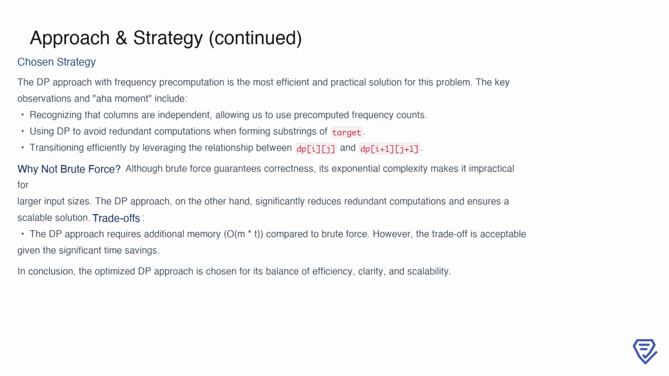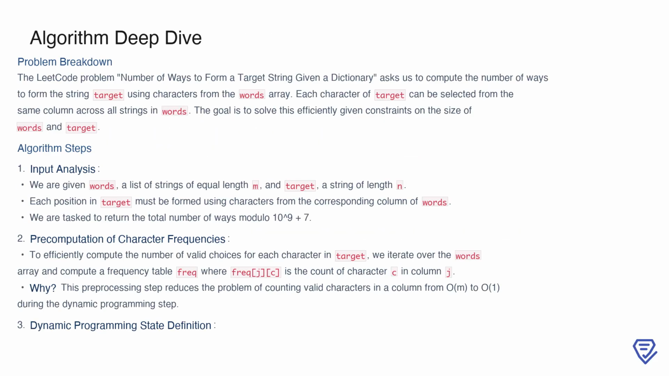To tackle the problem, we need to compute the number of ways to form the string target by selecting characters from the same column across all strings in the words array. Each column represents a pool of characters that can contribute to a specific position in the target string. The challenge lies in solving this efficiently, given the constraints on the size of words and target.